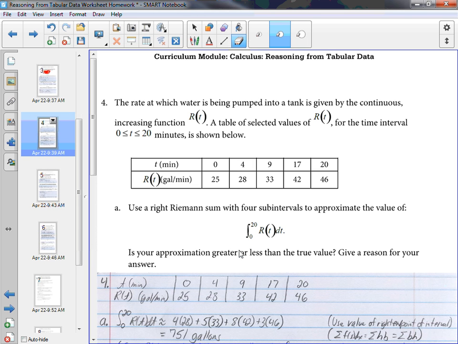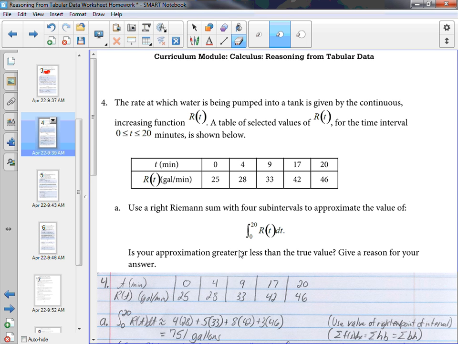All right, so this time we have a table. The rate at which water is being pumped into a tank is given by the continuous increasing function R of T. R of T is a rate at which water is being pumped. So it's a rate. That means it's a derivative, doesn't it? So it'll have an antiderivative. I don't even know if they ask us that. That's the stuff that ought to be running through your mind.